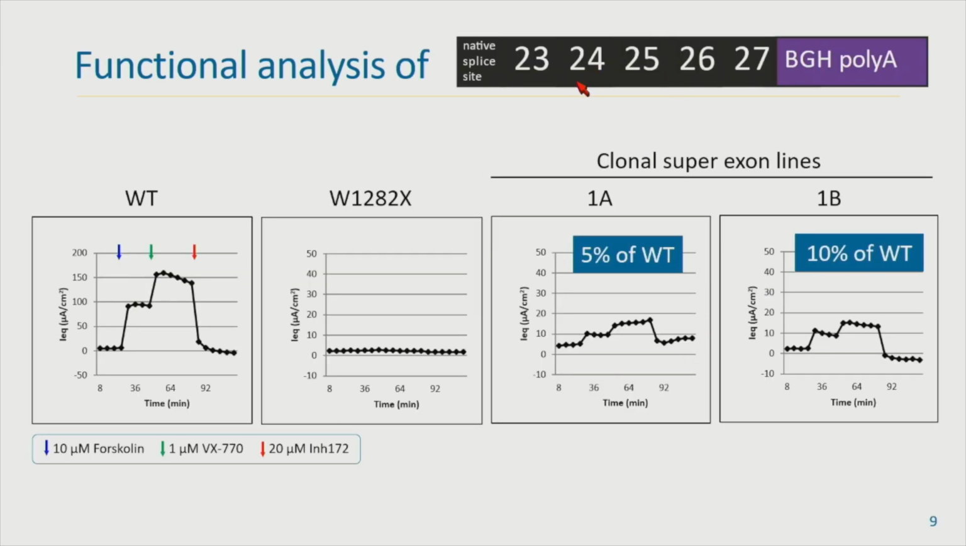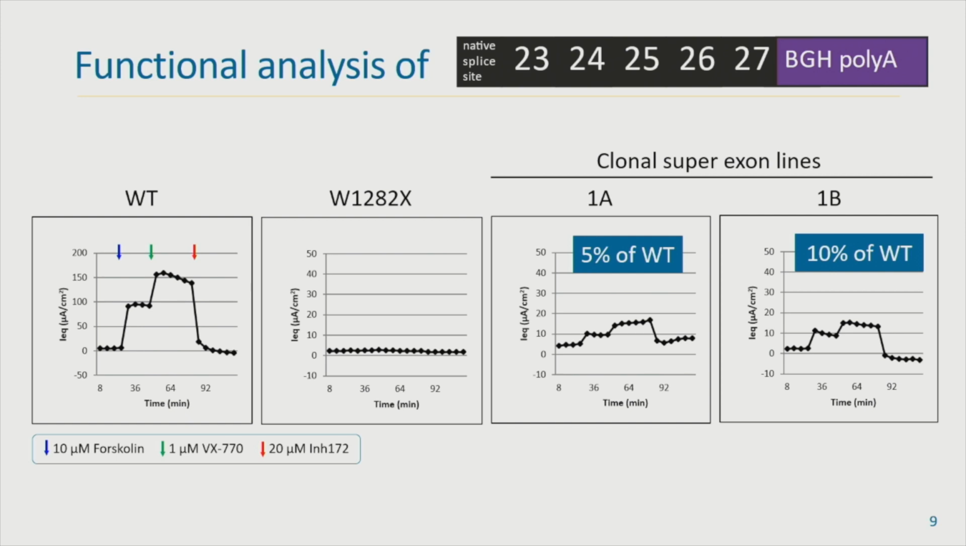At the top, this is our first generation exon 23 through 27 superexon. It contains the very commonly used BGH polyadenylation signal sequence, as well as the native CFTR exon 23 splice acceptor site. The data here is electrophysiology data from a TEC24 assay, and 16HBE14o- wild-type cells have robust CFTR function as expected and as demonstrated by the area under the curve. Again, 1282X cells do not have appreciable CFTR function as expected. And our superexon lines had about 5 to 10% of wild-type function. And initially, we were really surprised by this low level of functional rescue.